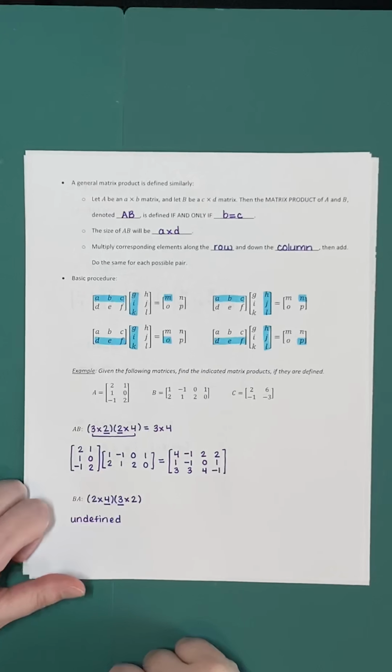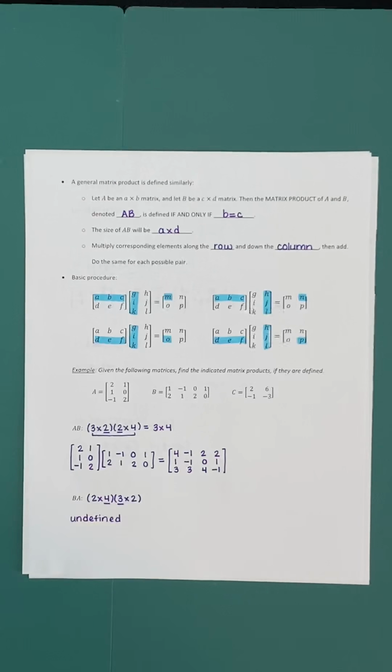Okay, so let's look at another one. So we did A times B. Now what about B times A? So it's the same matrices, but now they're in the opposite order. Again, I've got to start with dimensions. So I want to know, is this multiplication even defined? And I have to base that on my dimensions.